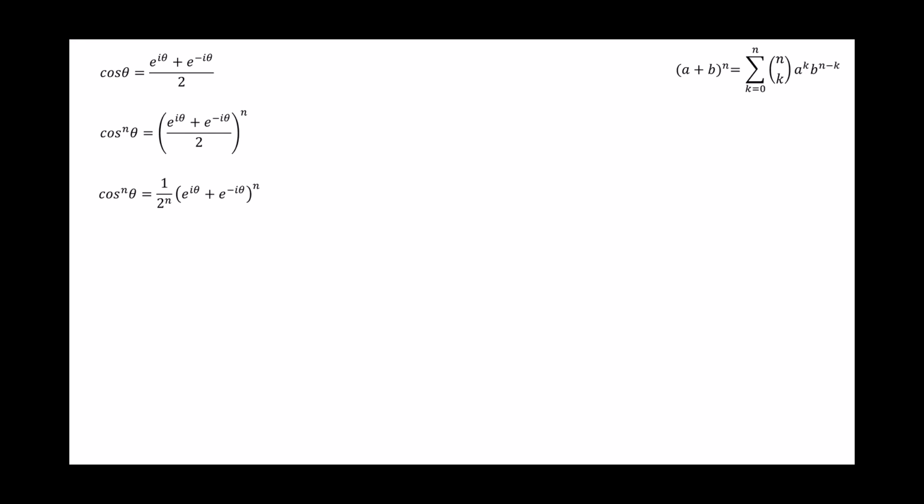Now, we will be using a little substitution to make things more obvious. Namely, e to the i theta equals a and e to the negative i theta equals b. Using the binomial theorem, we can plug in e to the i theta for a and e to the negative i theta for b, giving us the following sum.